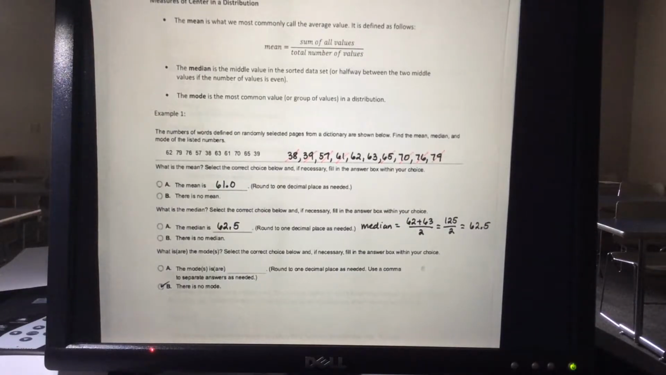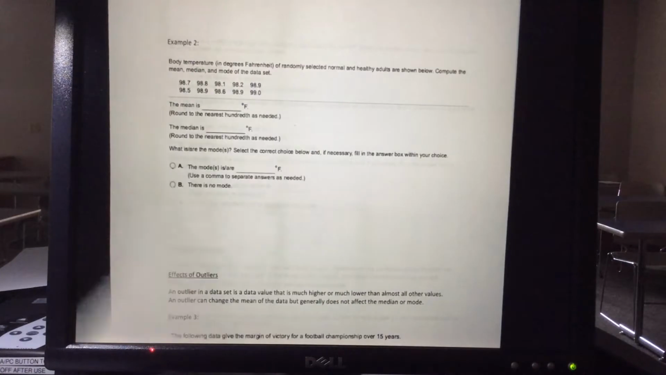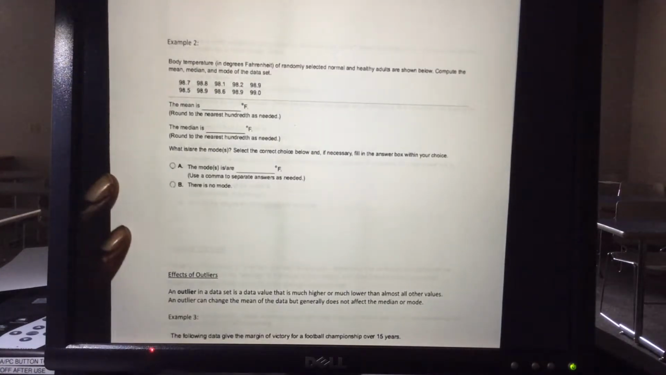Okay, let's look at another example of this. In this case here, body temperature in degrees Fahrenheit of randomly selected normal and healthy adults are shown below. Compute the mean, median, and mode of the data set.